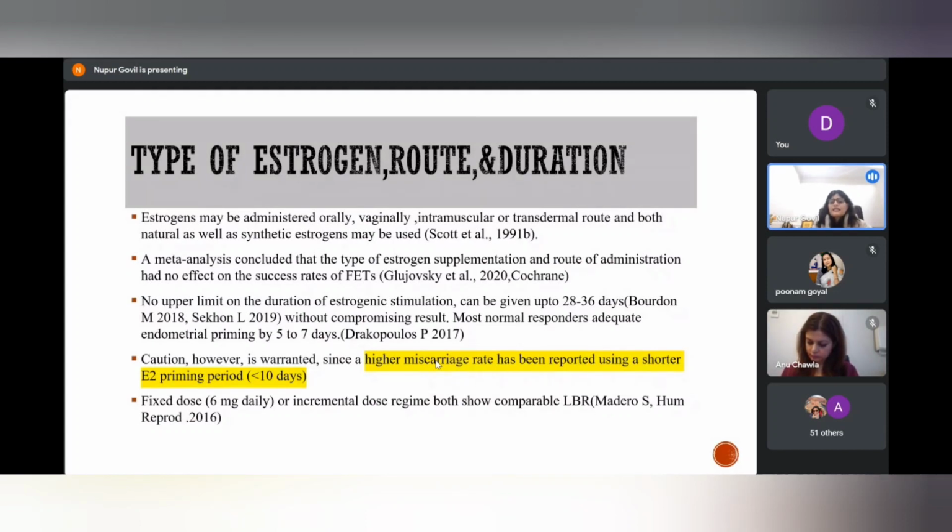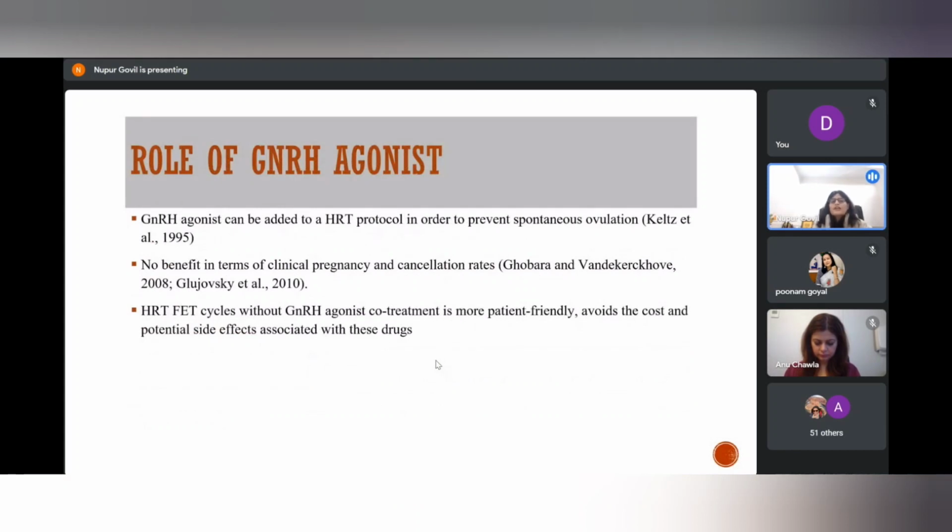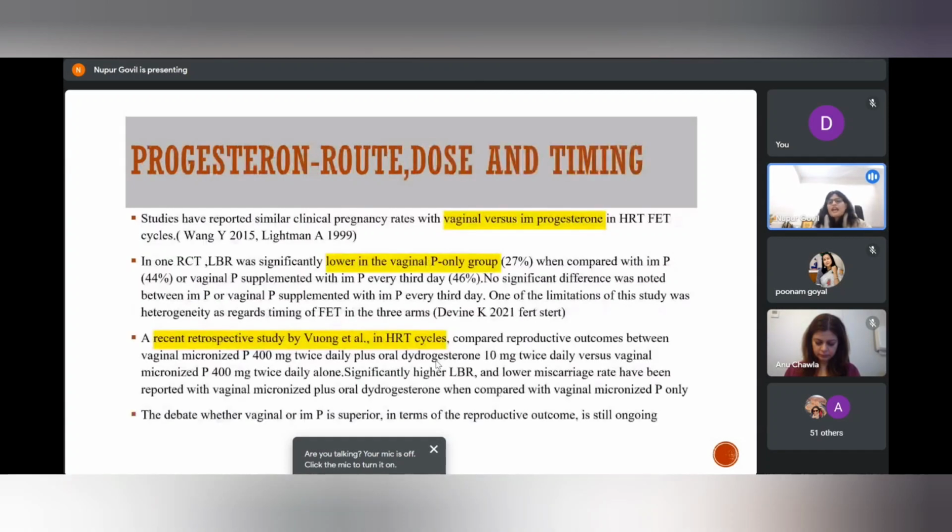But it has been seen that with priming of less than 10 days, there are increased rates of miscarriage. And there are two types of regimen that we usually follow: fixed dose or incremental dose. Both have been shown to have a comparable live birth rate. Agonists are usually not recommended because of the added cost. There were some studies which showed a higher live birth rate, but no benefit was seen in terms of clinical pregnancy or cancellation rates.